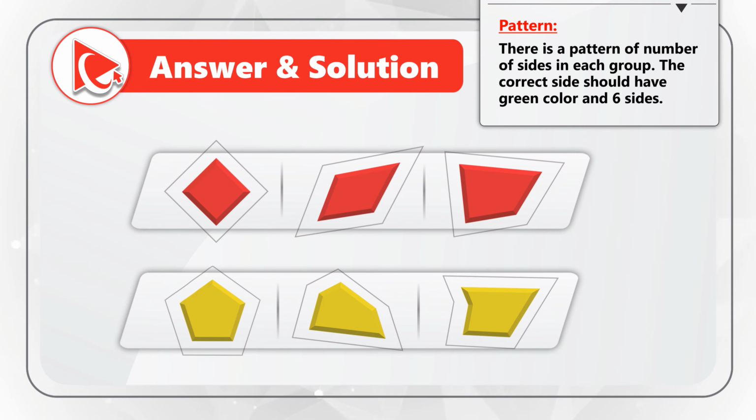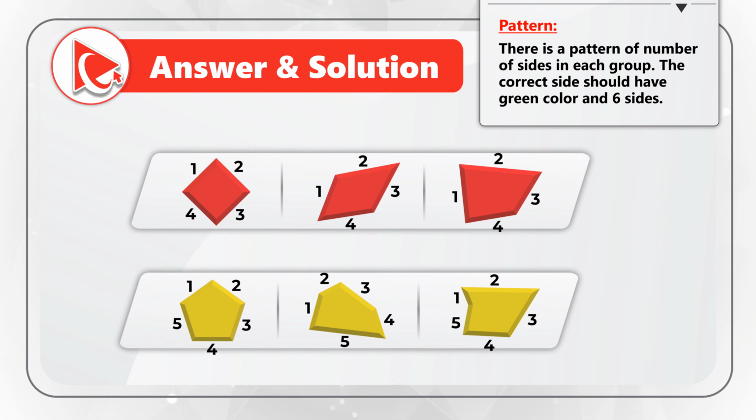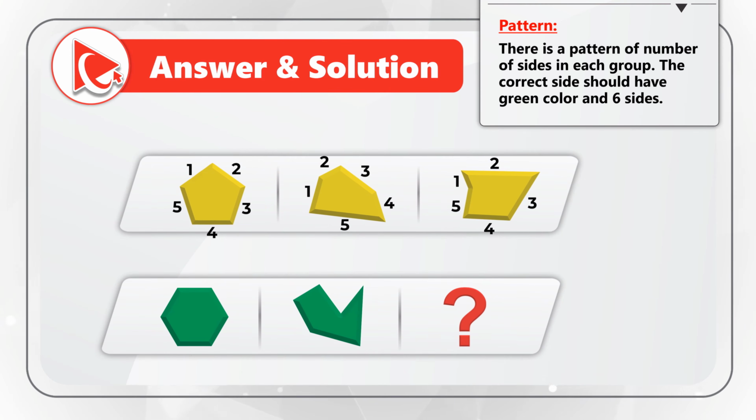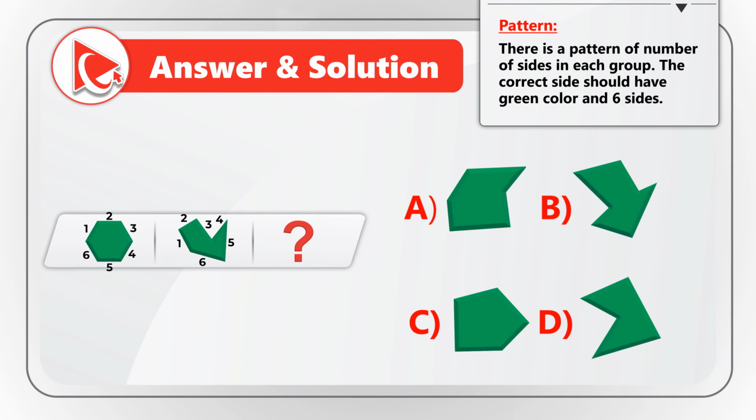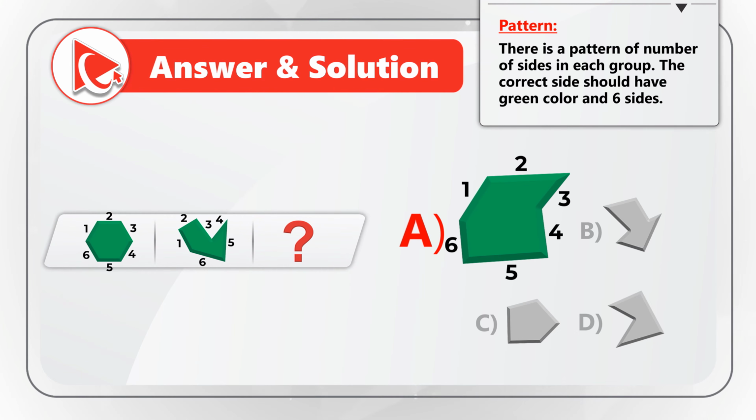For example, all 3 objects in the red group have 4 sides. Objects in the yellow group have 5 sides, which means that object in the green group should have 6 sides, because 2 presented green objects have 6 sides. And the only object which is green and has 6 sides is choice A. Did you get to the same answer? If not, please make sure to post your solution and rationale in comments.